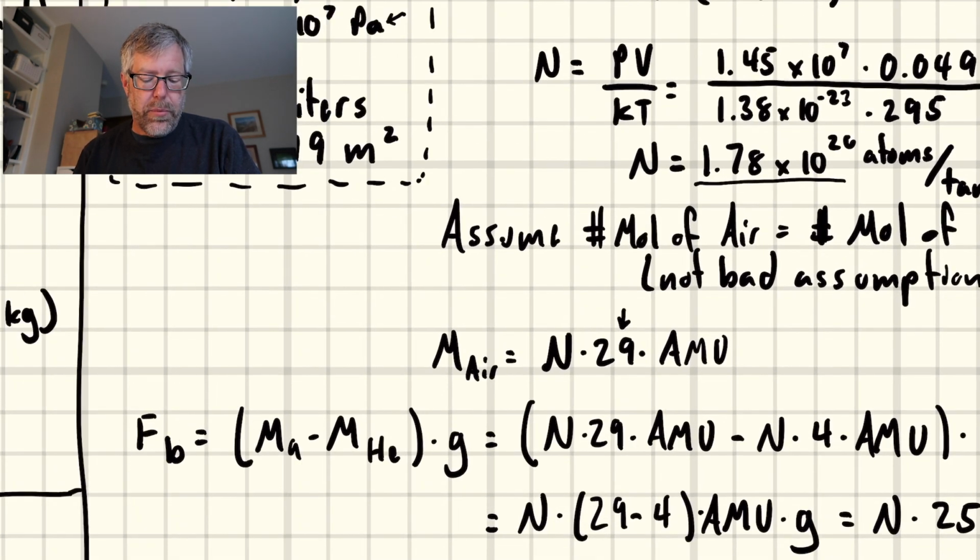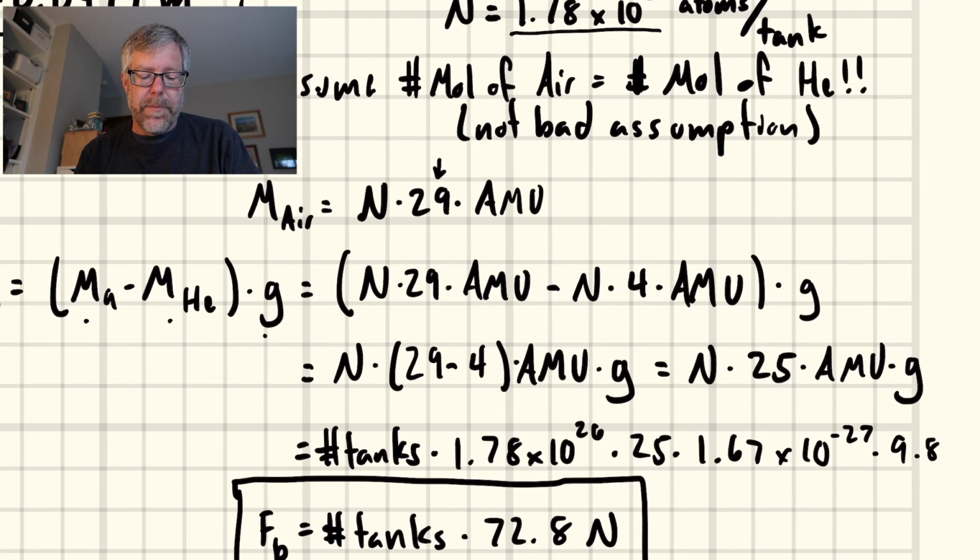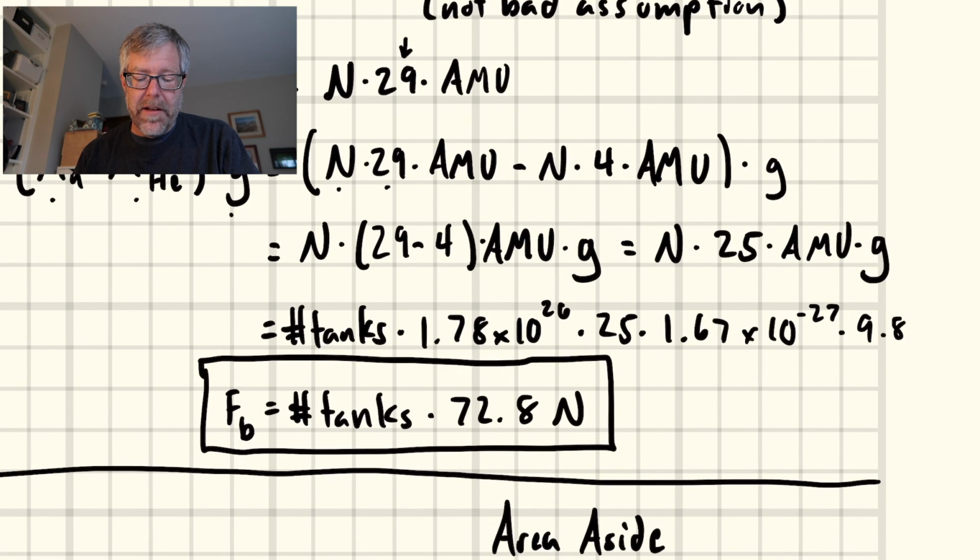Okay, so then the buoyancy force is going to be equal to the mass of the air minus the mass of helium times g, gravity. This is the number of molecules of helium or air: 29 is the mass of the air, minus the number of molecules of helium times 4 times AMU, times g. You do that math here, and you can pull the N out, you can pull the AMU and the g out, and 29 minus 4 is equal to 25.